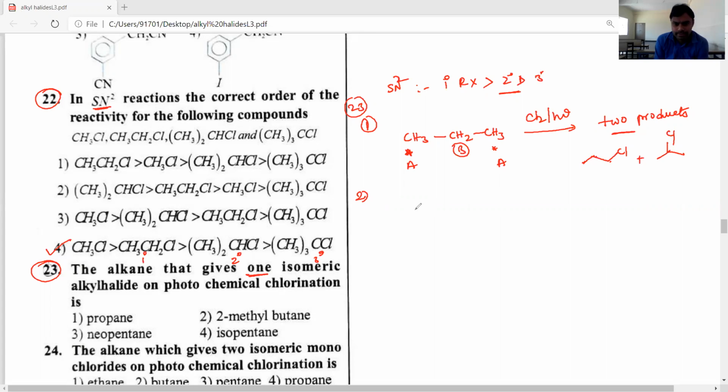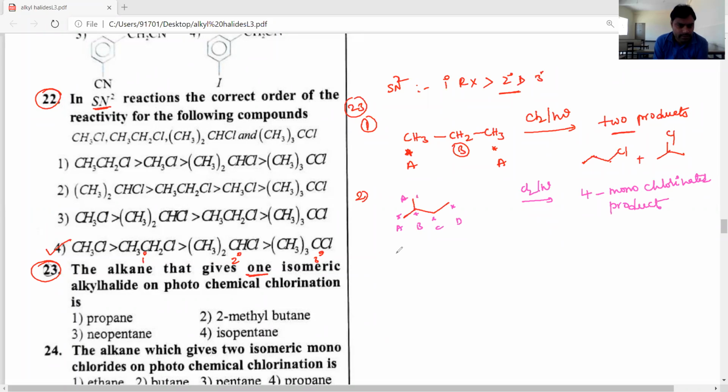Let's see the second option, 2-methylbutane. Here this is nothing but isopentane. 2-methylbutane: how many types of carbon atoms containing hydrogen atoms are present? This A, the methyls, A and A are the same. This is B, and this is C, and this is D. So it produces 4 products, 4 monochlorinated products will form. Okay, next.